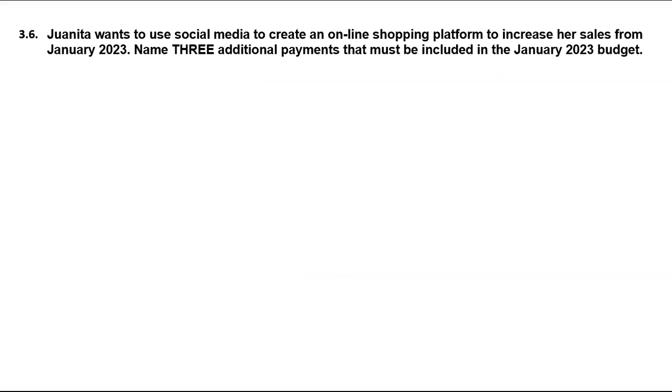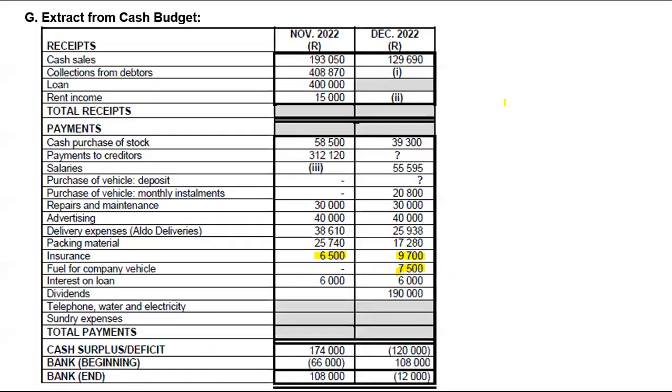And in 3.6, they said Juanita wants to use social media to create an online shopping platform to increase its sales from January 2023. Name 3 additional payments that must be included in the January 2023 budget. I'm just going to check what expenses they've included here so that I don't mention what has already been included. Obviously, delivery expenses will go up. Online exposes you to more clients.